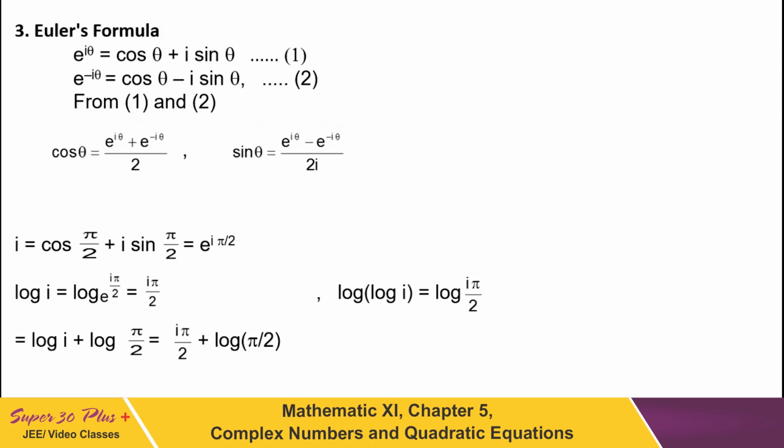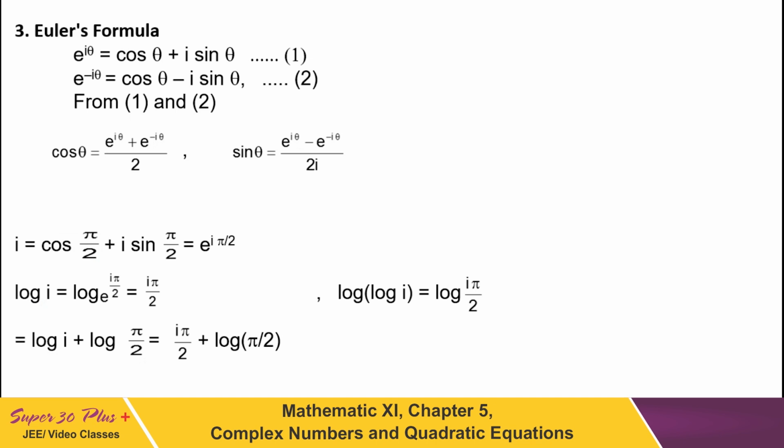Students, now we are going to study Euler's formula. e to the power i theta is equal to cos theta plus i sin theta. e to the power minus i theta is equal to cos theta minus i sin theta. From these two equations, we can find cos theta is equal to (e to the power i theta plus e to the power minus i theta) upon 2, and sin theta is equal to (e to the power i theta minus e to the power minus i theta) upon 2i.